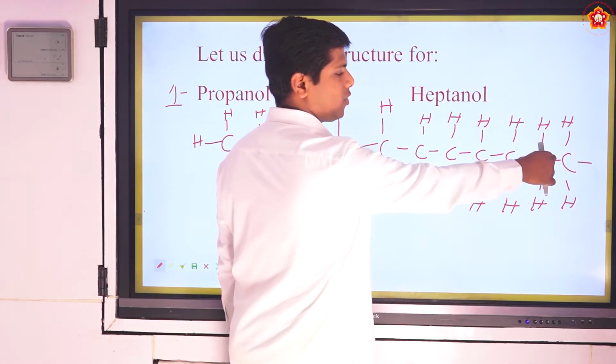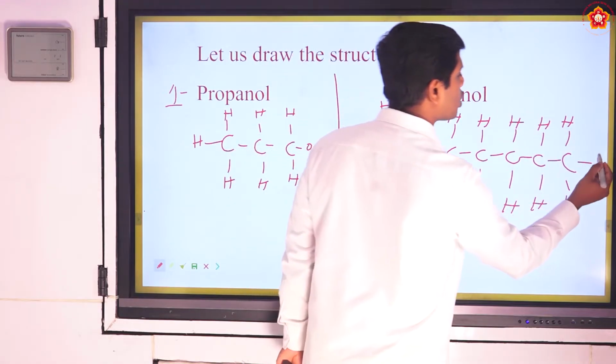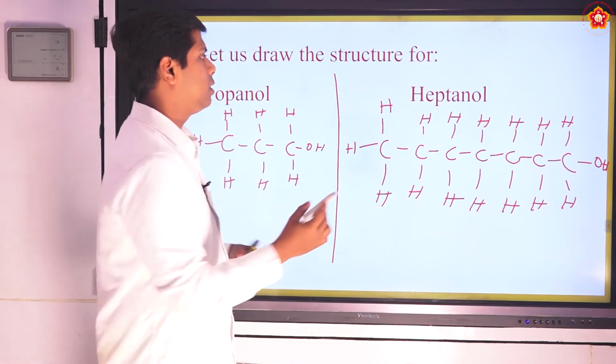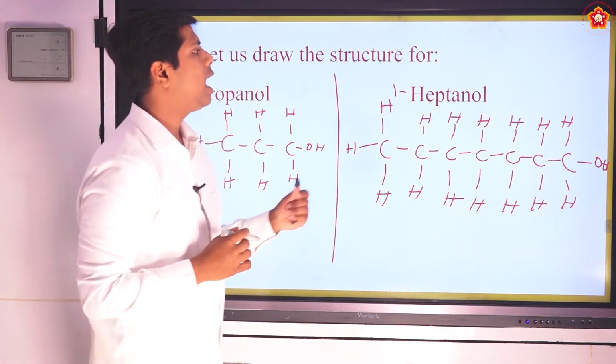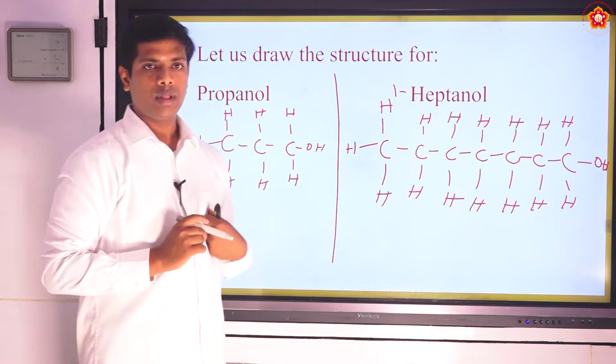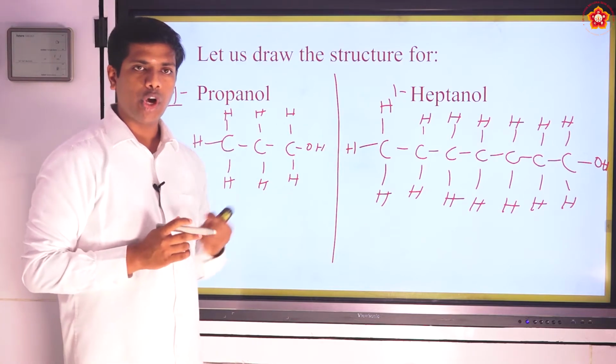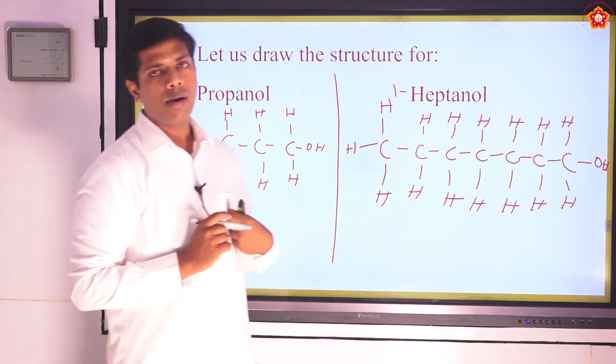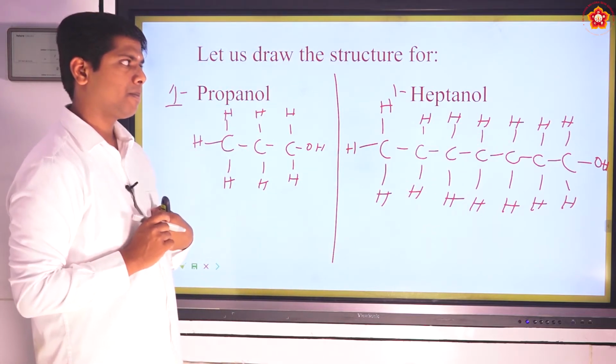Next, heptanol. In the first carbon, one of the hydrogen atoms is replaced by the hydroxy group, the OH group. Then it becomes heptanol, that is 1-heptanol, with the OH group. This is the second structure. Please note down these structures.